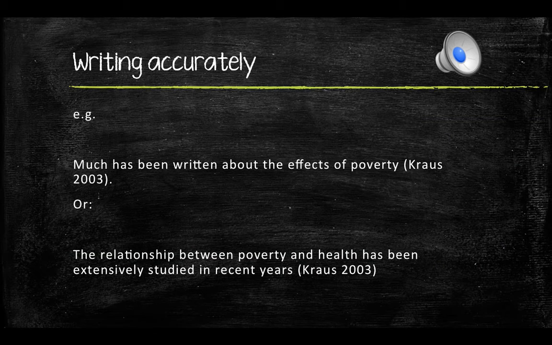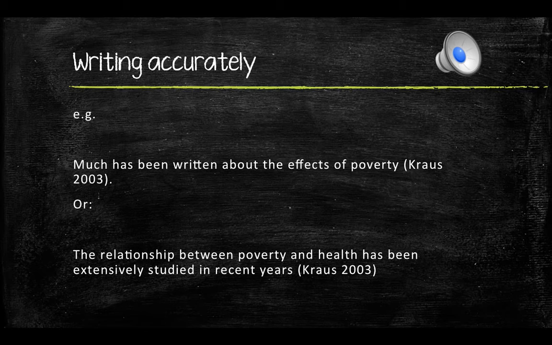Having said that, whilst you want to really write succinctly and combine the work of lots of different authors on the same topic into one or two sentences, you have to still be true to what they are saying as far as possible. So here's a couple of examples. Much has been written about the effects of poverty by Krauss 2003, or the relationship between poverty and health has been extensively studied in recent years.